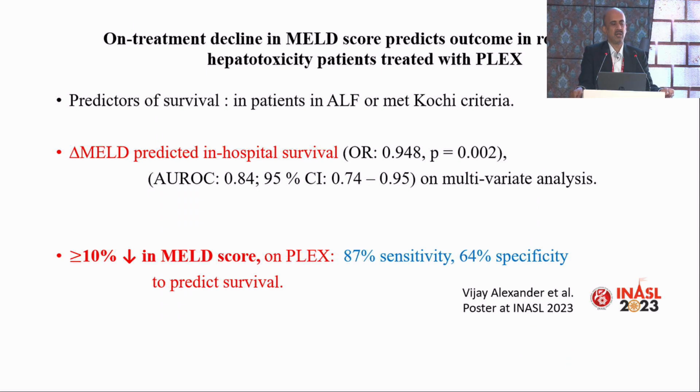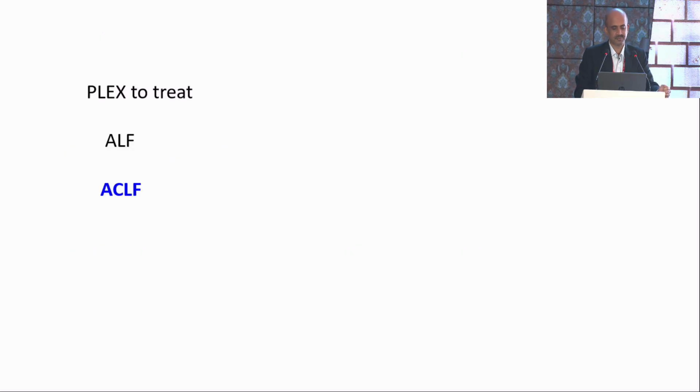In this particular conference, Vijay Alexander from our team has presented a poster that when we see the reduction in the MELD scores on plasma exchange therapy in these patients, one could predict those who are likely to survive or not survive. For example, a more than or equal to 10% reduction in MELD score while on PLEX could predict survival. So this may help us in deciding which patient needs to go for liver transplant or not. So this is a dynamic score which may be helpful.